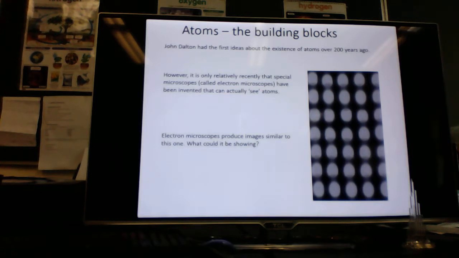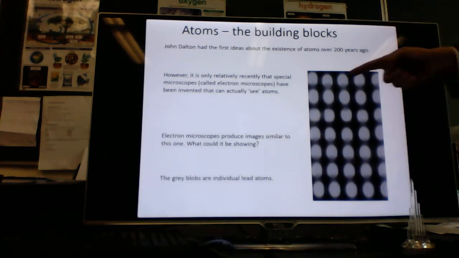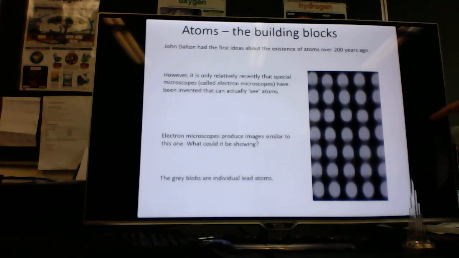Nope. Nickel. Gold. No, it's actually lead. So these are individual lead atoms. Now if you notice from the layout of them that they are all in this rigid structure, and that is classical of a solid.